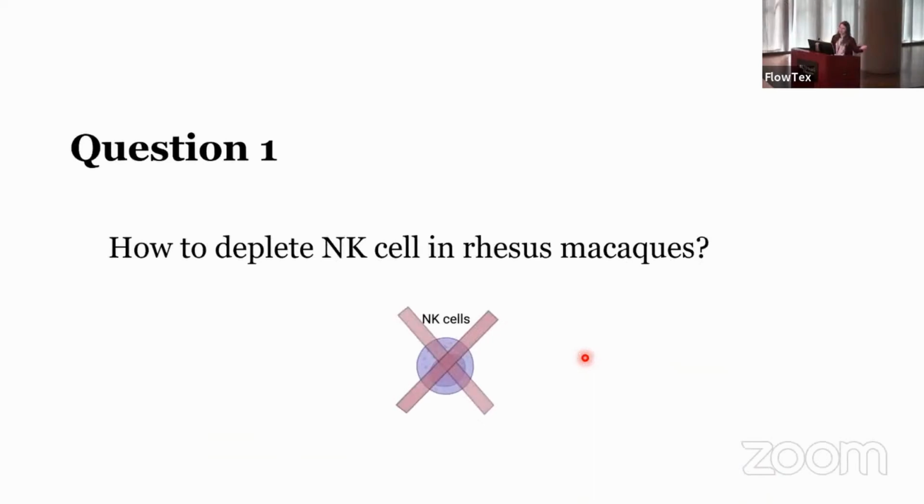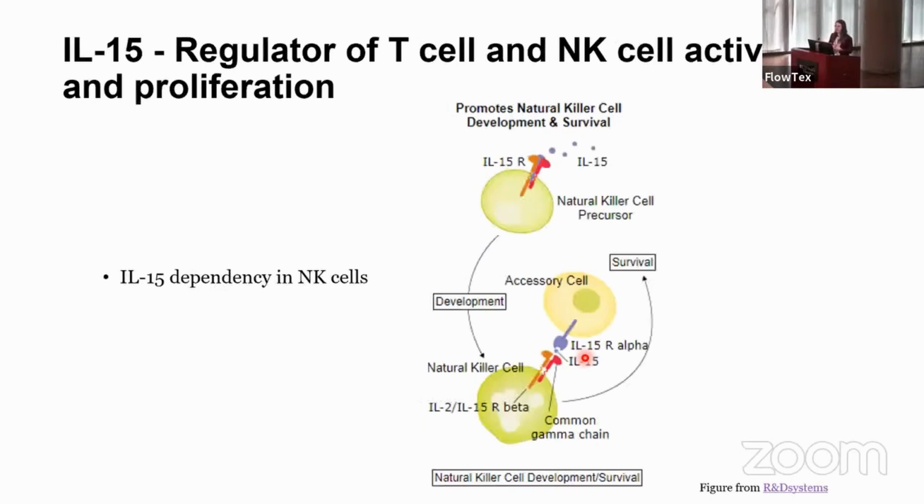Now, how do you deplete NK cells in rhesus macaques? There's a cytokine called IL-15. The IL-15 receptor is expressed on NK cells, and it's essential for both development and survival of NK cells. But it also plays an important role in maintenance of T cell effector memory. So that's something to take a look at.